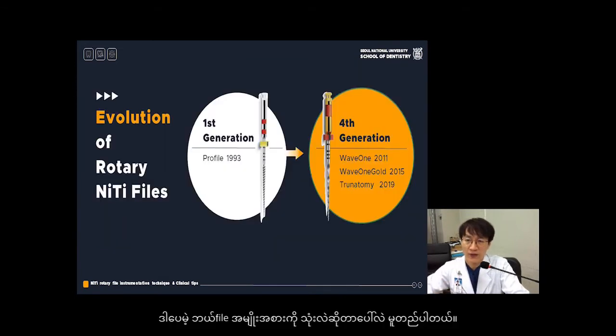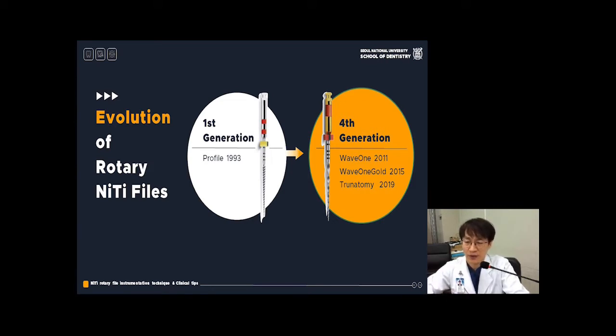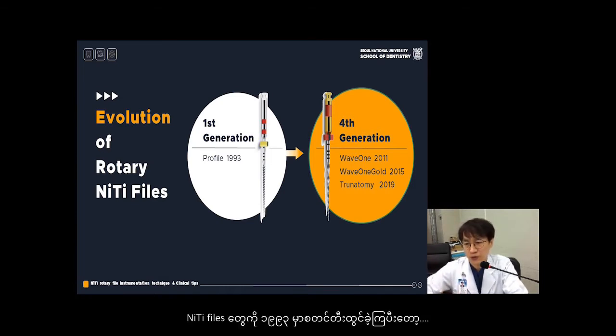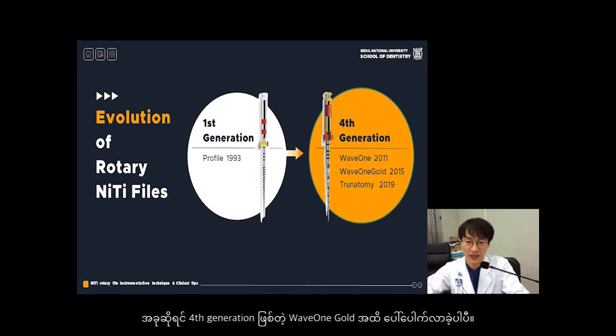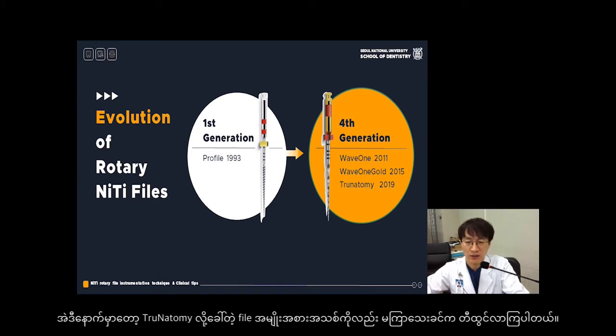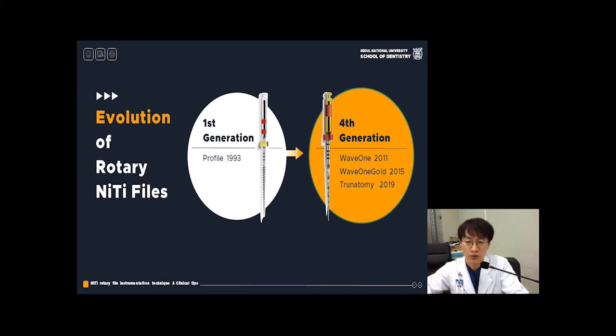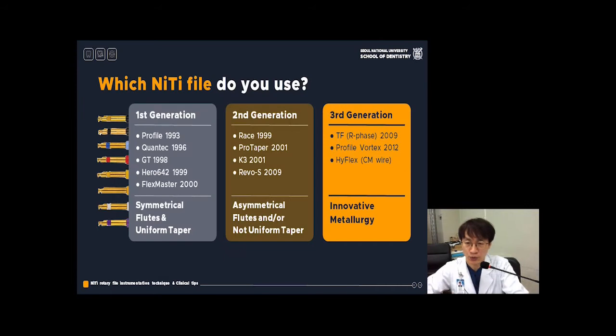But what kind of file do you use? We have to take a look at the evolution of the nickel titanium file. It started in 1993, and I also started to use nickel titanium files in 1999, almost 20 years ago. It has evolved to the 4th generation today, up to WaveOne Gold, which you already use. And these days a new type of file has been introduced, TruAnatomy. If I have time, I'm going to introduce this type of file to you too.